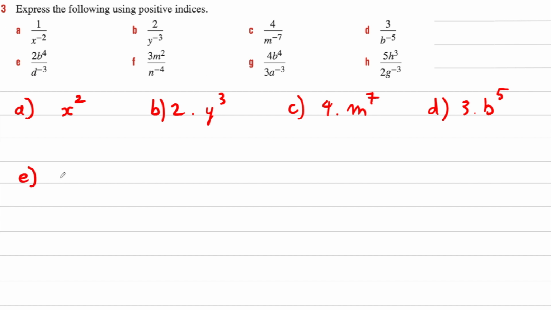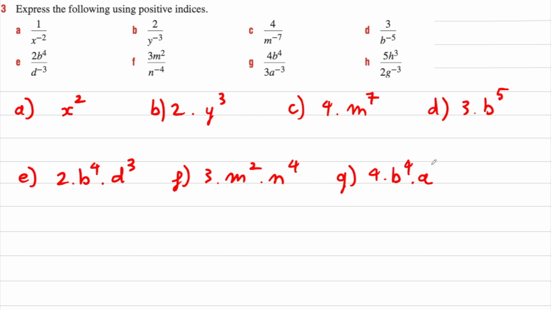And question E, 2b to the power of 4, d minus 3 in the bottom. At the bottom, I move it to the top. d cubed. Question F, 3 m squared times n to the power of 4. Numerator 3 times b to the power of 4 times a to the power of 3 over 3 here. And the next question H, you have 5 over 2 times a to the power of 3 and g to the power of 3 here. Yeah, that is question H.